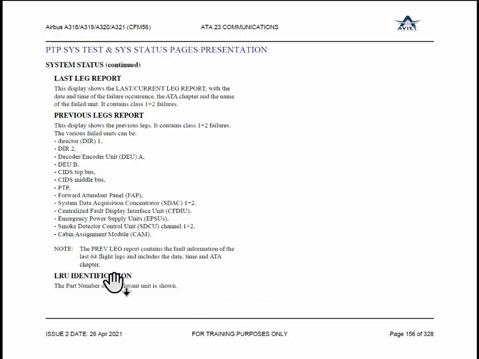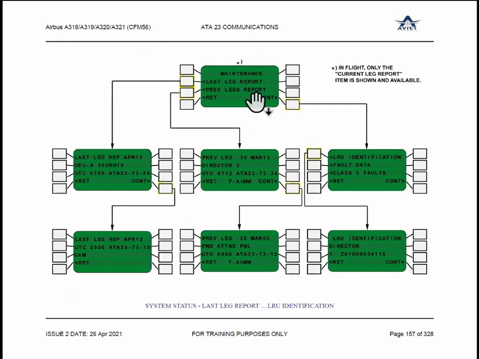Last leg report, previous leg report, LRU identification, all these things you can get from it. In the last leg report, you will see there is a fault in the DUA 15, 200 RS 15. So there is a problem in that. UTC time and ATA chapter number is written. If you want the previous leg reports, it will show you the previous leg report of 30th April. There was a problem in Director 2. It's the same as MCDU. You get all the menu options like MCDU.